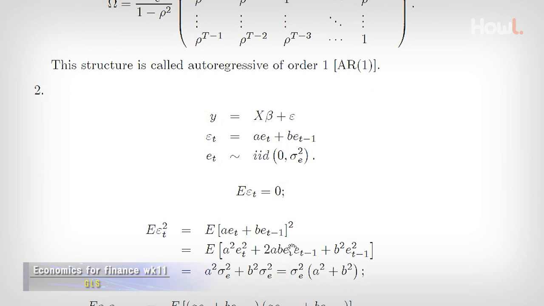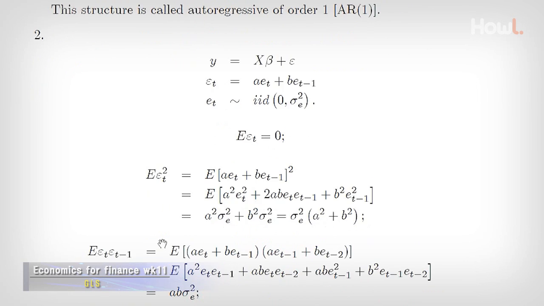And then, since this part has an expected value of 0 because epsilon t is independently distributed, this part will be 0. So it is A squared sigma e squared and B squared sigma e squared. So we can factor out sigma e squared, giving sigma e squared times (A squared plus B squared).